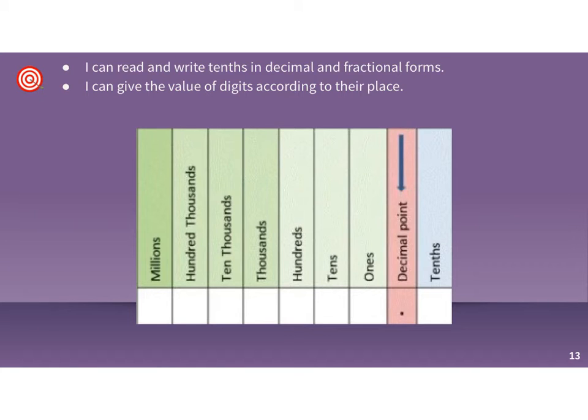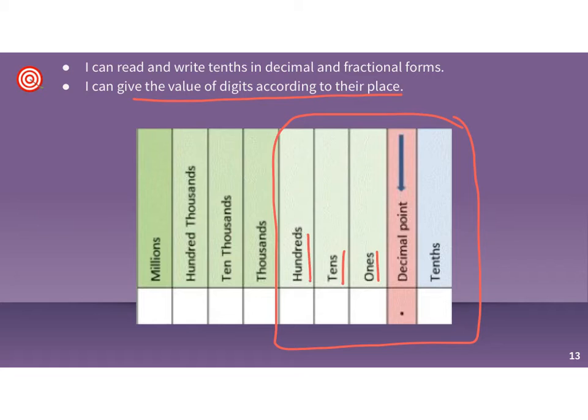If we are thinking of place value now, so giving the value of digits according to their place, that takes us back to place value charts. So we've worked with these before with ones, tens, hundreds, and so on. Now we'll also be thinking about it going towards the right of the decimal point in tenths. So there's different ways that our materials will ask us questions about this.